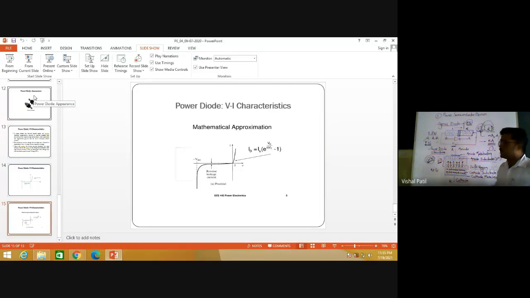So that is the end of today's session. We have seen in this session the operation of the power diode and signal diode, the difference between them, the structure of the power diode and how it differs from the signal diode, and then we have seen the VI characteristics of the power diode. These are the important points which we covered in today's session.